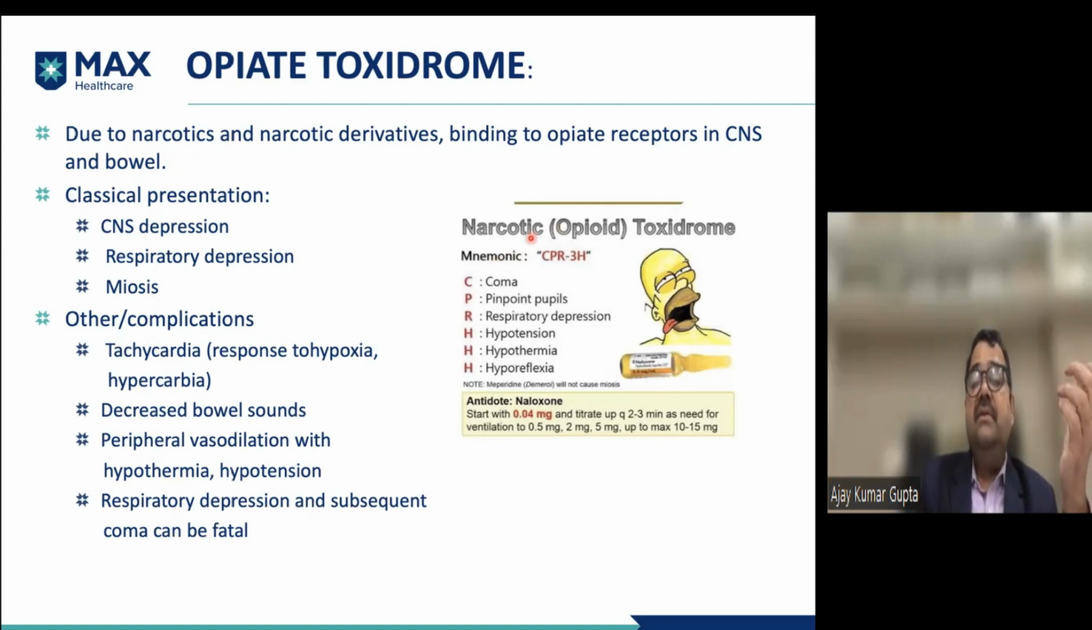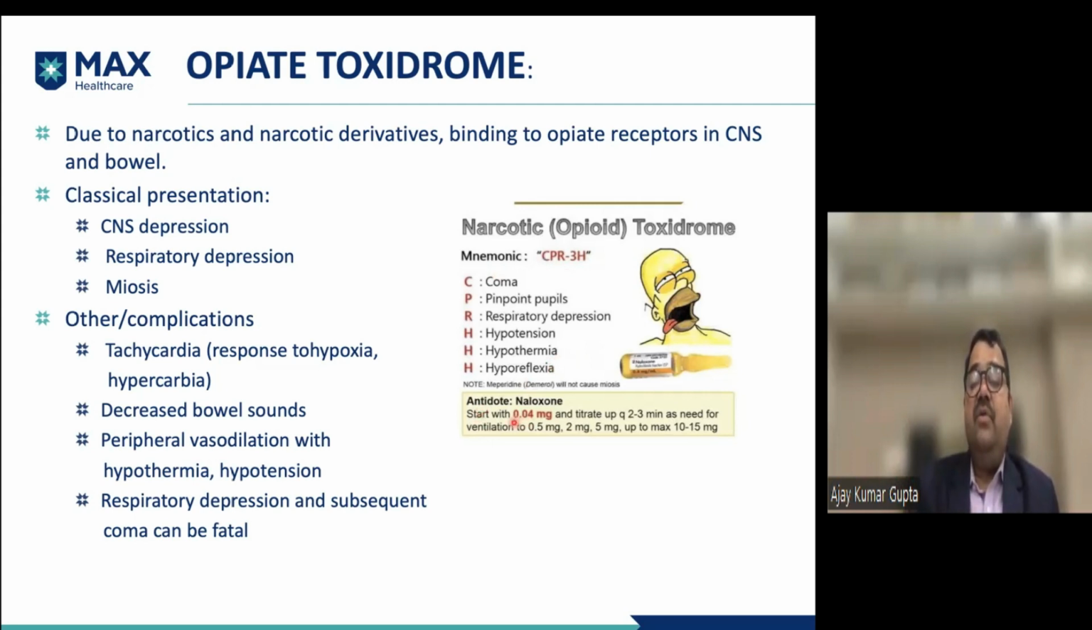So this is the narcotic toxidrome. You can take it by the mnemonic of CPR3H. You have the coma, there is a pinpoint pupil, then there is a respiratory depression. Then we have the hypotension, hypothermia, and hyporeflexia. So these are the particular opiate toxidrome picture. Then the antidote for this is the naloxone.